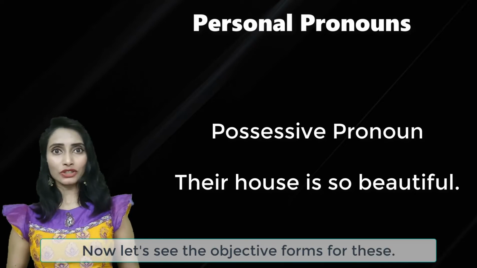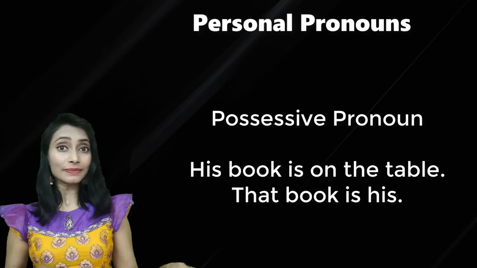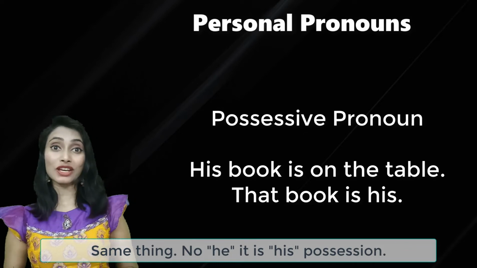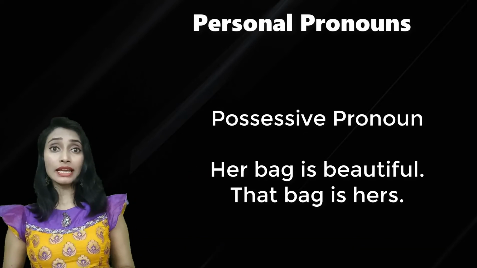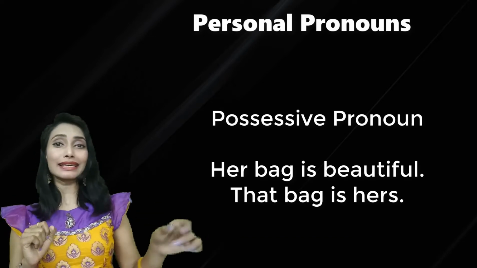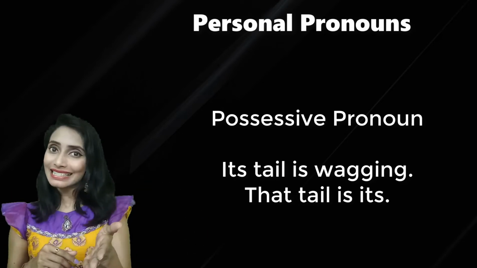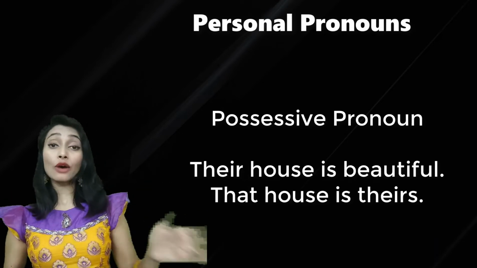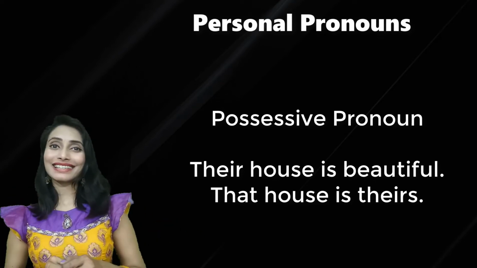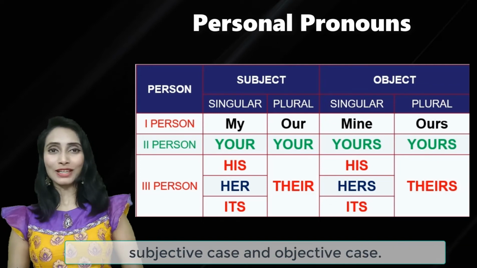Now let's see the objective forms for this. His book is on the table. That book is his. Same thing, not him. It is his possession. Her bag is beautiful. That bag is not her. That bag is hers. Its tail is wagging. That tail is its. Same form. Their house is beautiful. That house is theirs. So these are the possessive forms for third person, singular, plural, subjective case and objective case.